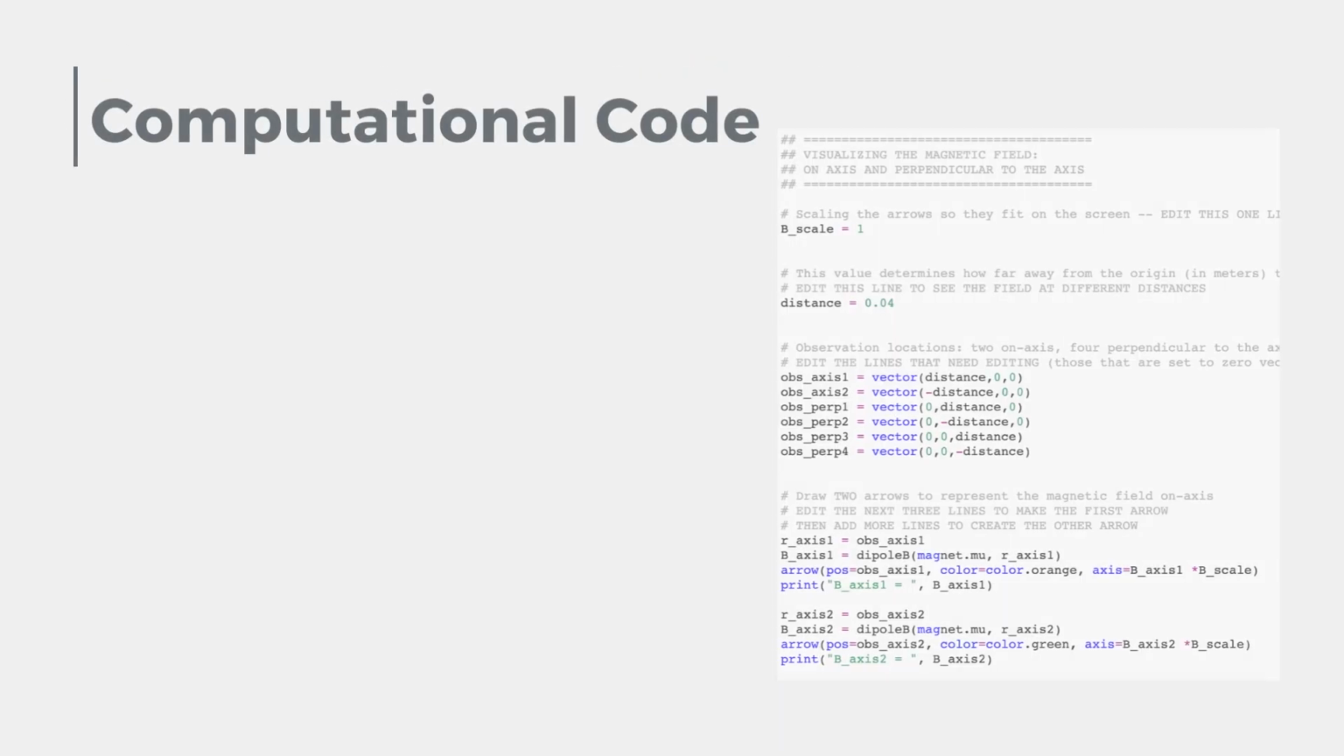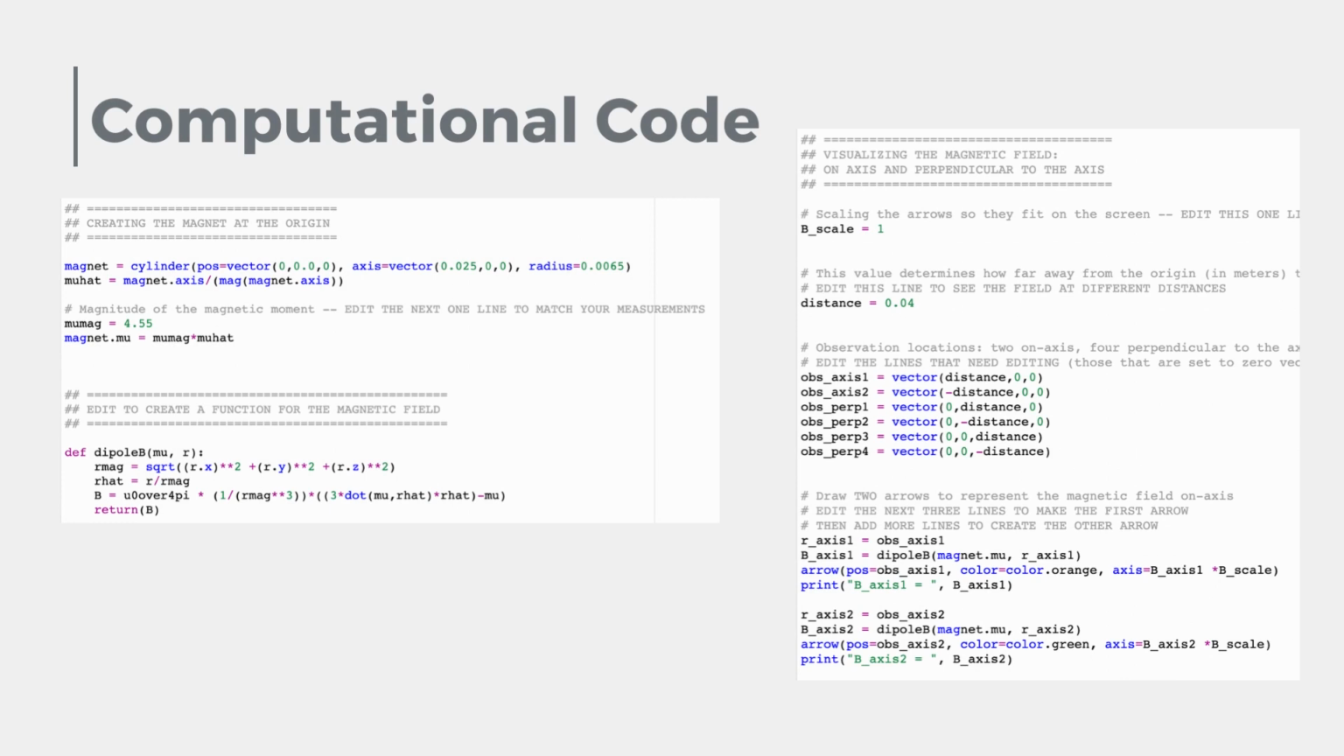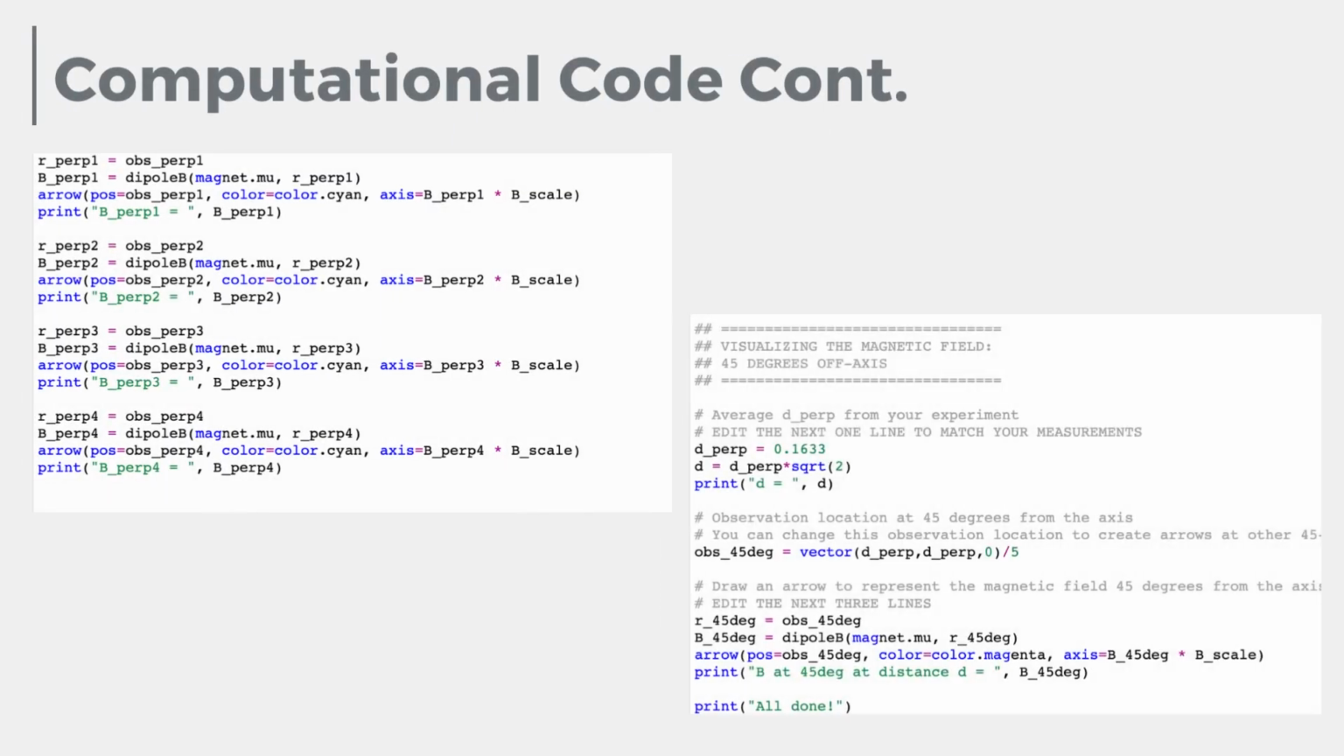Creating our computational code, we inputted the magnitude of the magnetic moment, which we calculated from our data. We created a function to determine the magnetic field. Afterwards, we created the vectors for the axis and perpendicular components. Finally, we demonstrated the distance and generated arrows to determine the magnetic field.